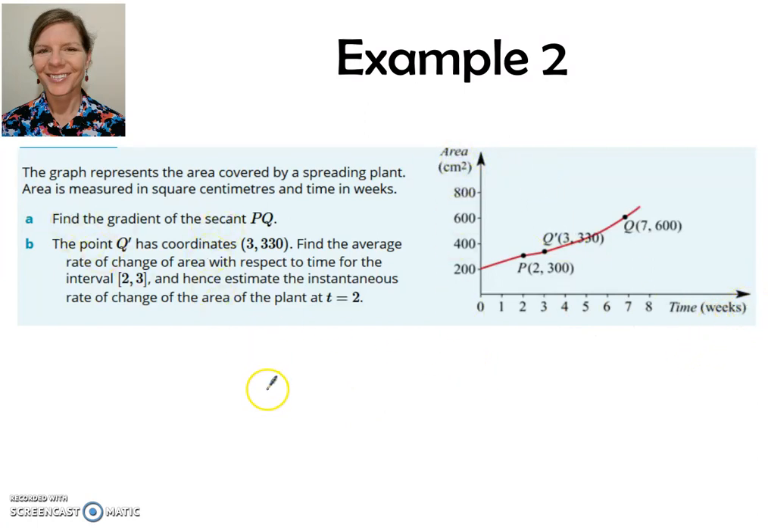The first part says, let's find the gradient of the secant p to q. So the gradient there is just the change in y, which is 600 minus 300, over the change in x, which is 7 minus 2, which is 5, so that's 60. So the change is 60 centimetres squared per week. Okay, that's over that interval from p to q. But you can see that it's a shallower gradient here than it is up here, so that's not entirely accurate. So we want to pick a value that's a bit closer to p that'll give us a more accurate representation.